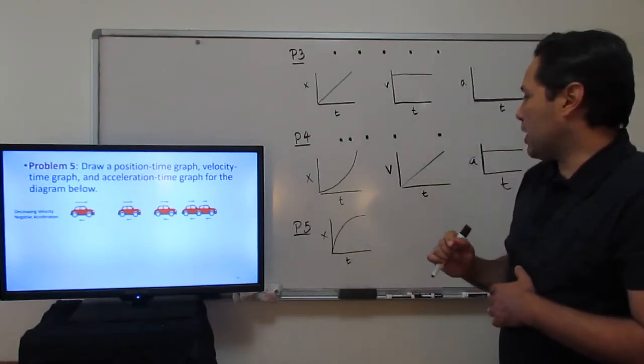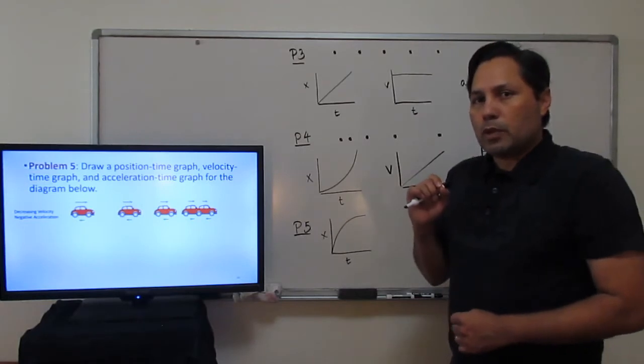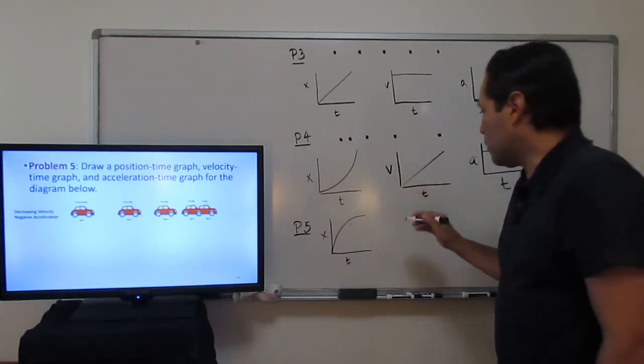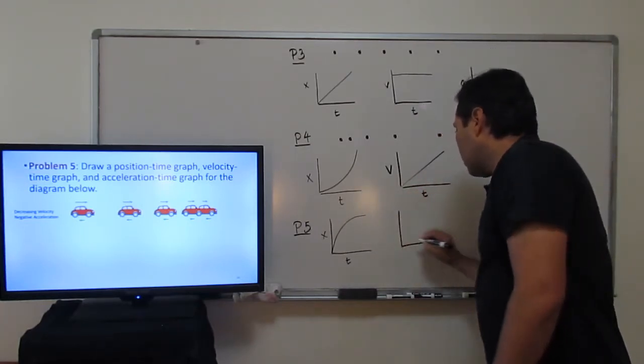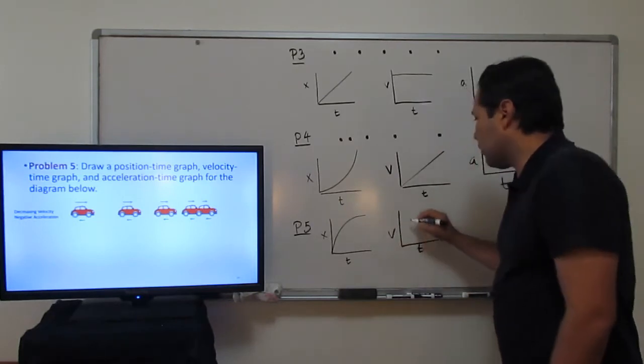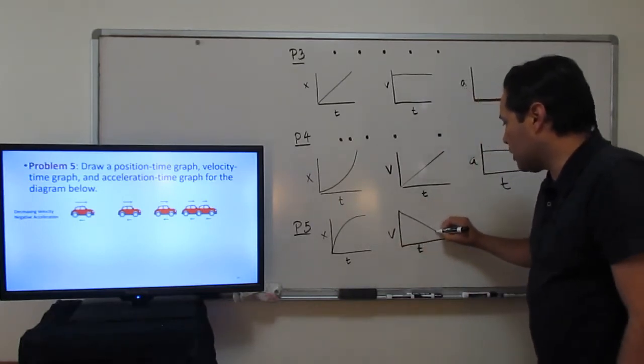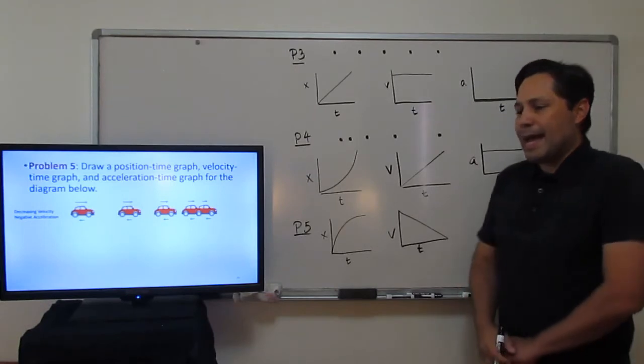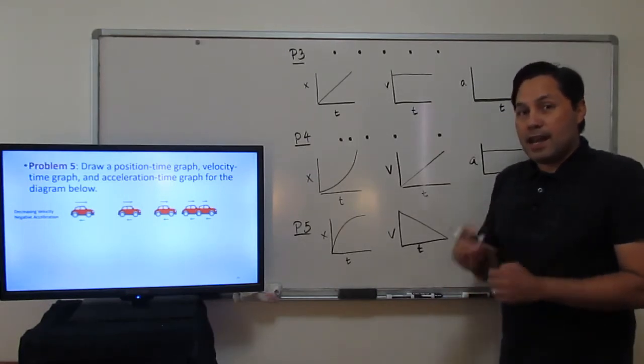We're going to go ahead and assume that it has a constant deceleration or negative acceleration. So therefore, for a velocity time graph, the velocity is constantly dropping. So it looks the same as that. And it is a negative acceleration.